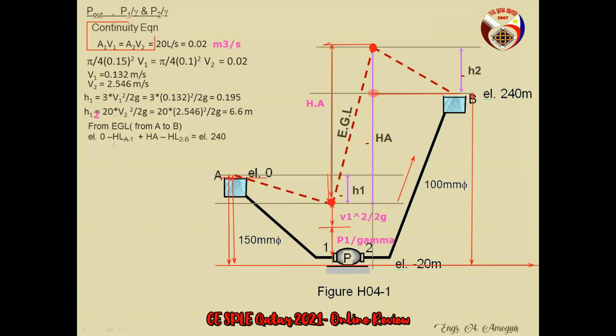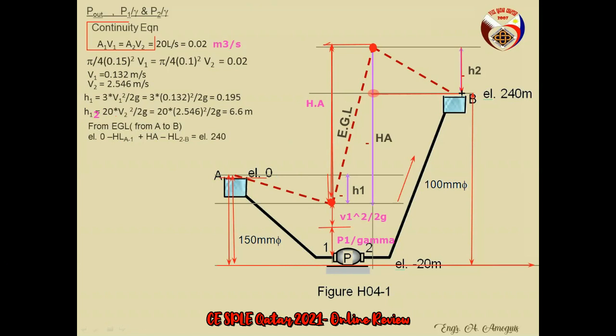Where elevation A ko is 0. So from 0, pababa, it's H1. Tapos, head added, so pataas. Papunta sa taas, so plus head added. Downward minus, upward, pataas. Di ba? So, dating dito, plus head added. Tapos, pagdating sa taas, meron tayong head loss from 2 to B, and that is H2.